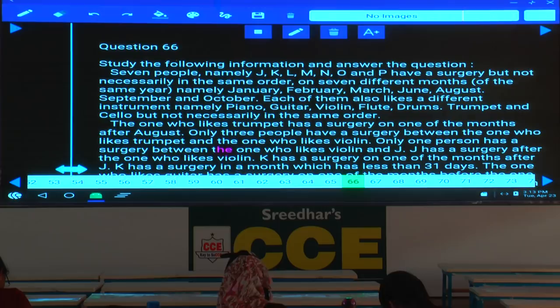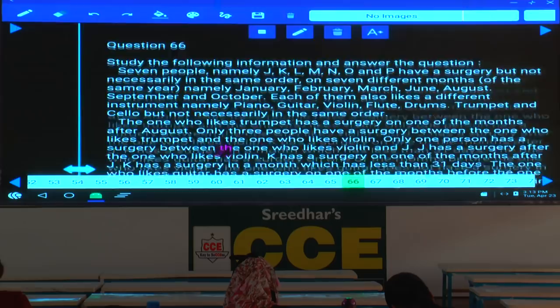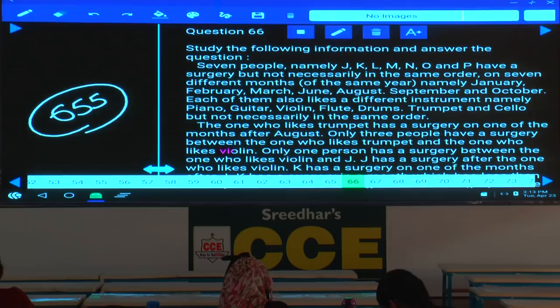Paper number 655. Now in this paper number 655, question numbers 66 to 70. Now question number 66 to 71. What is the information here?